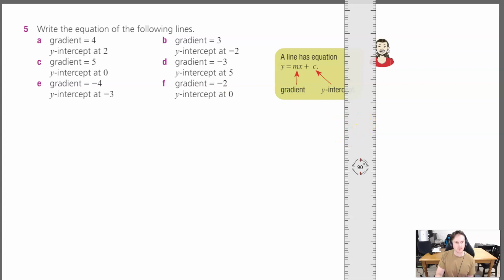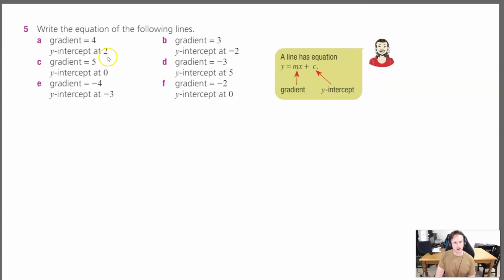So now we're going to be writing the equation of these lines. So the gradient of 4 and the y-intercept at 2. So this is basically the opposite of what we did in question 2. For 5a, so for all of these, we're going to be going y equals mx plus c, where the coefficient of x is the gradient or the slope, and the c is the y-intercept.